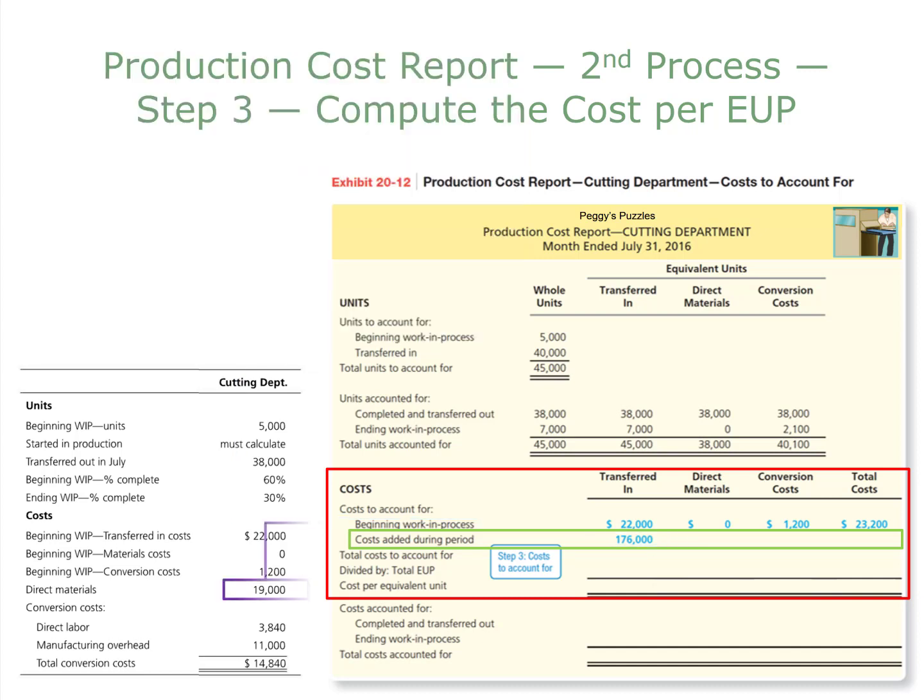Now we move on to the direct materials added during July. According to the data table, $19,000 of crayon boxes were added to the cutting process in July. Now we move on to the conversion costs added during July. According to the data table, $14,840 of direct labor and manufacturing overhead were added to the cutting process in July. So this gives us a total of $209,840 of costs added during the period in the form of transferred in costs, direct material costs, and conversion costs.